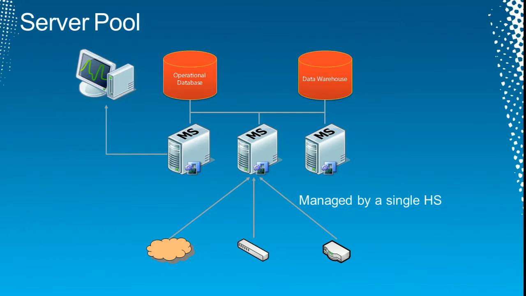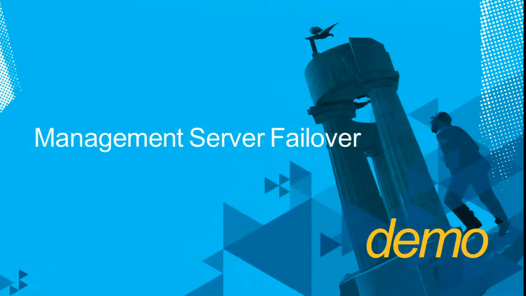Now, if you look at other types of monitoring, if we're monitoring cross-platform machines like Unix and Linux, or we're monitoring network devices such as switches, today they might report back into a single health service and be managed by a single health service. With System Center Operations Manager 2012, you will actually see that these devices and these computers will be handled and managed by the pool and on the pool level. Now, same thing here. If we lose a management server for whatever reason, because it's being handled by the pool, these devices will actually report back into the other management servers. Now, let's have a look at how the failover works.